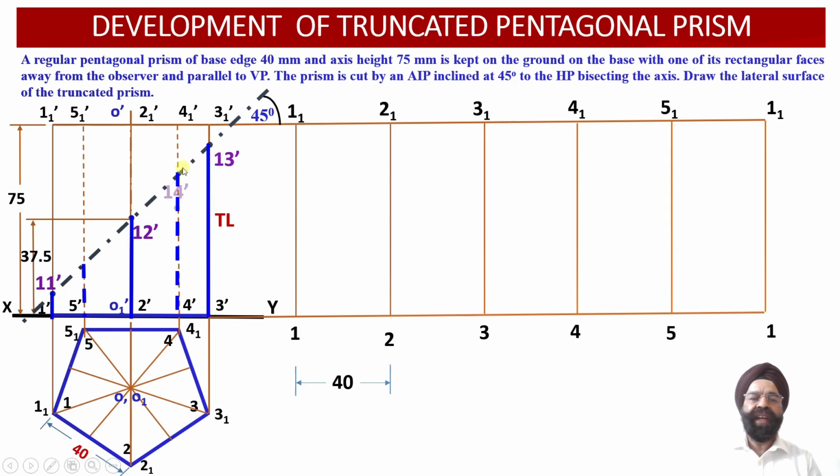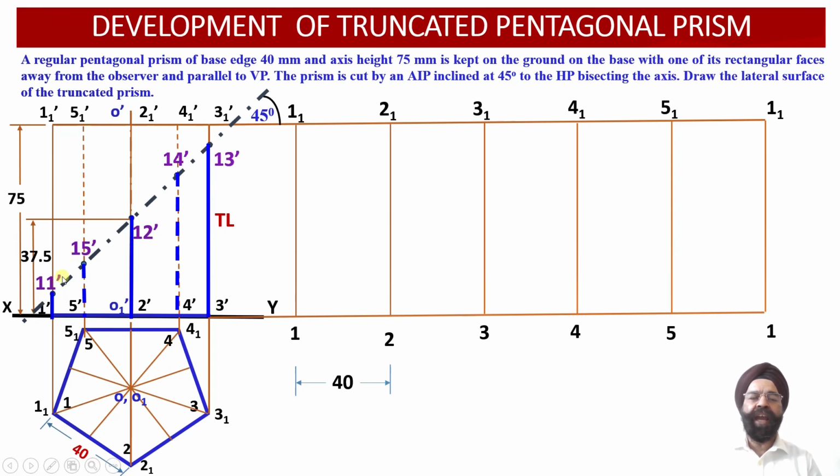Next point of intersection is point 14 dash, which has been obtained by virtue of intersection of the vertical edge 4 1 dash 4 dash with this auxiliary inclined plane. And finally, the last point of intersection is lying on the vertical edge 5 1 dash and 5 dash over here. So we have named this point as 15 dash.